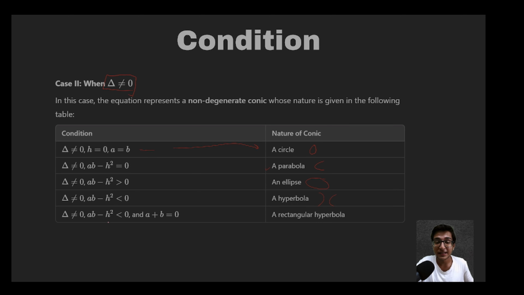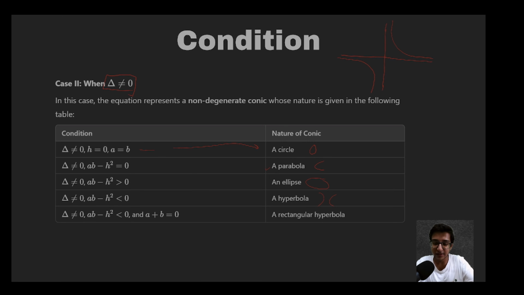And if AB is less than H square and A plus B is also equal to 0, it becomes a rectangular hyperbola. I'll just show you how a rectangular hyperbola looks. It is also a part of hyperbola, which we will be studying in detail when we study the chapter hyperbola. This is how a rectangular hyperbola looks. So for the time being, you just need to remember how this looks and the condition through which we can say that this is a rectangular hyperbola.